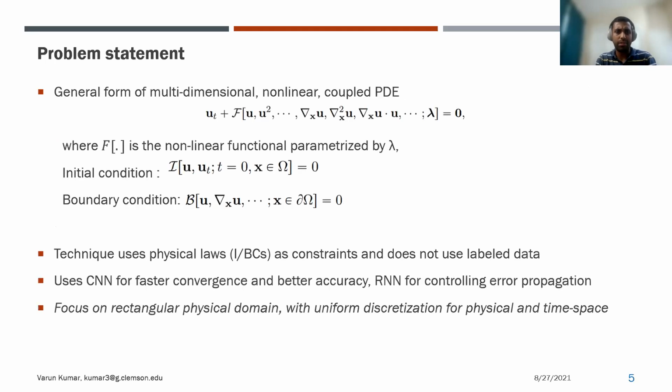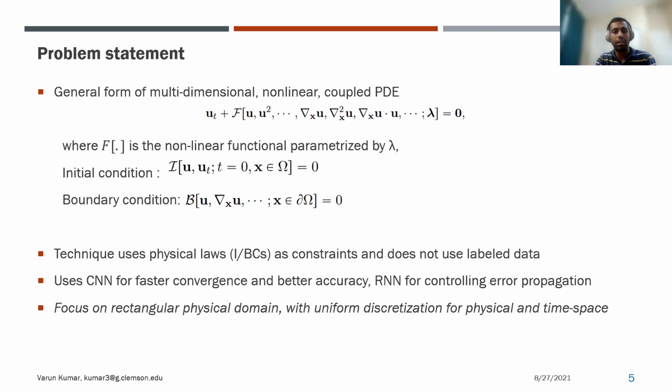Problem statement. What the authors are trying to do is use this PhyCRNet architecture to solve general multidimensional nonlinear coupled PDEs, which have a form shown here. They have an initial condition and boundary condition that they use to train the network and get the output. The technique uses physical laws as constraints, and there's no use of labeled data, like we talked about earlier. CNNs are used here for faster convergence and accuracy, whereas RNNs are used for error propagation and the spatiotemporal evolution of the solution.